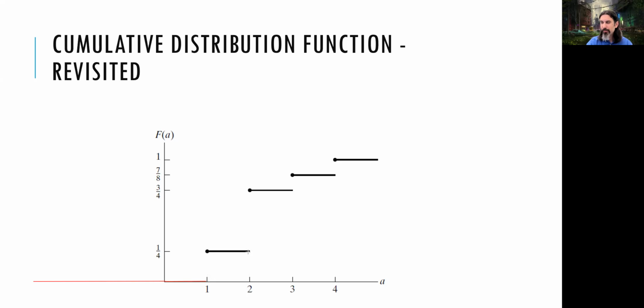When you come to 2, at 2 it jumps to 3 over 4. So 2 has a probability of 3 over 4 minus 1 over 4, 2 over 4, which is 1 over 2. At 3, it jumps to 7 over 8. So the jump is 1 over 8. So 3 has a probability of 1 over 8. And at 4, it jumps to 1 from 7 over 8. So the jump amount is 1 over 8 again. So 4 has a probability of 1 over 8 once more.